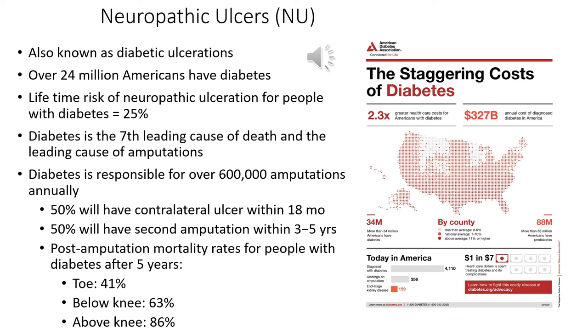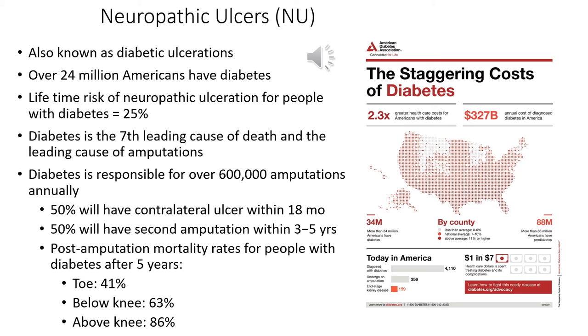Next, we're going to talk about neuropathic ulcers, which are also known as diabetic ulcers. Usually they occur on the foot, so often called diabetic foot ulcers or DFUs. This is a big one, guys. Over 24 million Americans have diabetes, and this number just keeps growing and growing each year. Once a person has diabetes, the lifetime risk of developing an ulcer is about 25%, so that's very high.